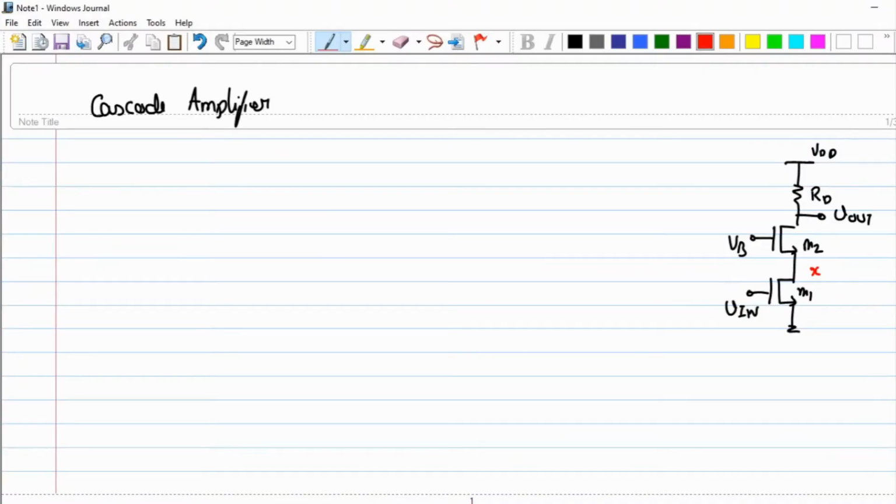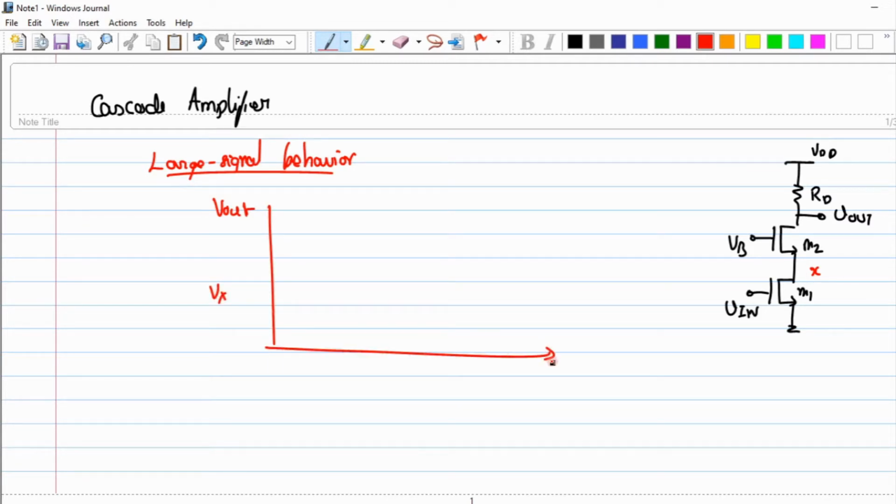Yeah, so in the last class, probably during the stream, I spoke about a particular problem. In the stream, I discussed two types of concepts. One of the concepts is the large signal behavior, looking at the node Vout as well as the node Vx, with respect to the variation in my Vin.